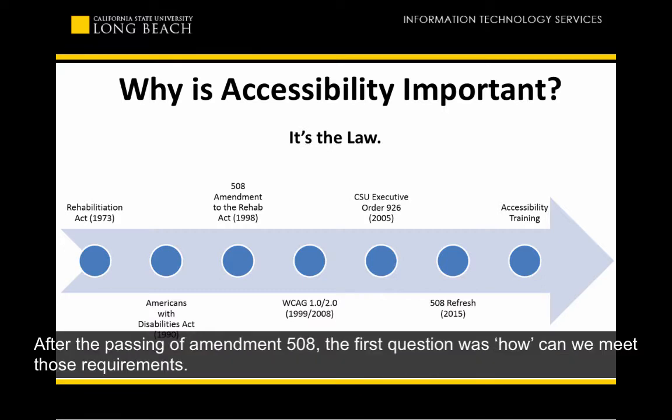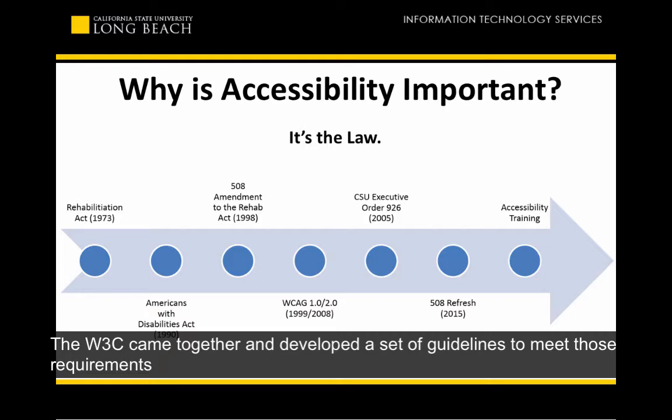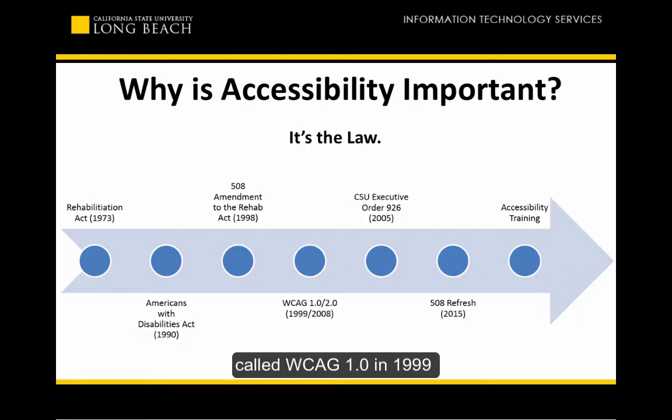After the passing of Amendment 508, the first question was, how can we meet those requirements? The W3C came together and developed a set of guidelines to meet those requirements called WCAG 1.0 in 1999, and then 2.0, the later version in 2008.